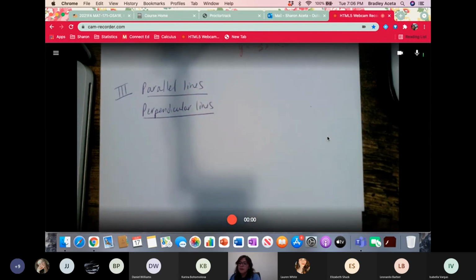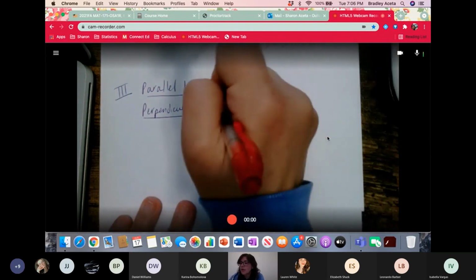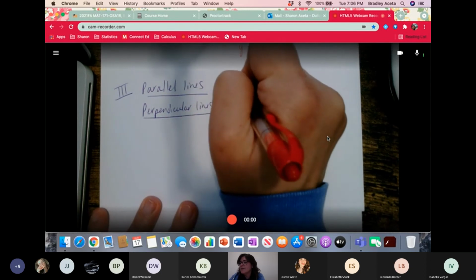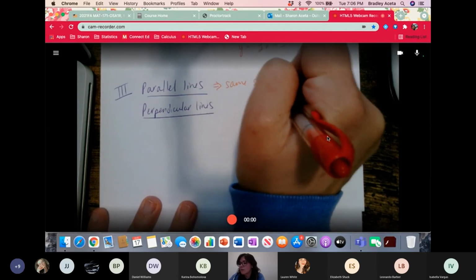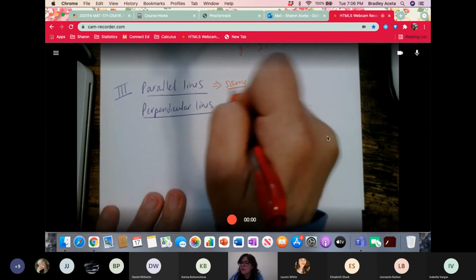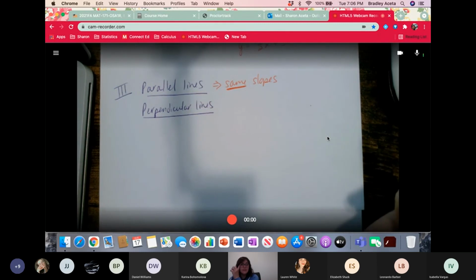Okay. Parallel lines are two lines that have the same slopes. Your slopes would be the same. They're exactly the same because they have to rise and run the same way. So if you have a slope that's 3 on one and you want a parallel line, then you need a 3. Rise 3, run 1, rise 3, run 1.